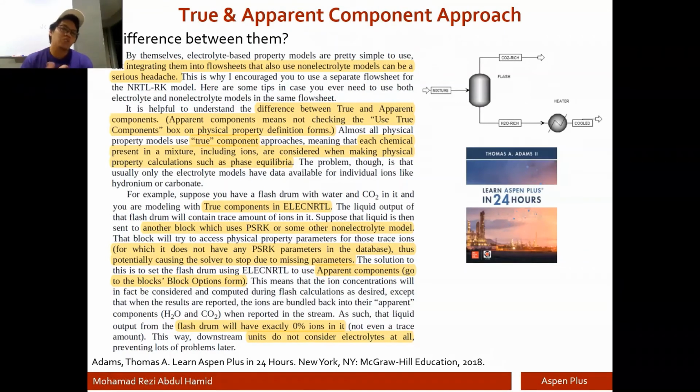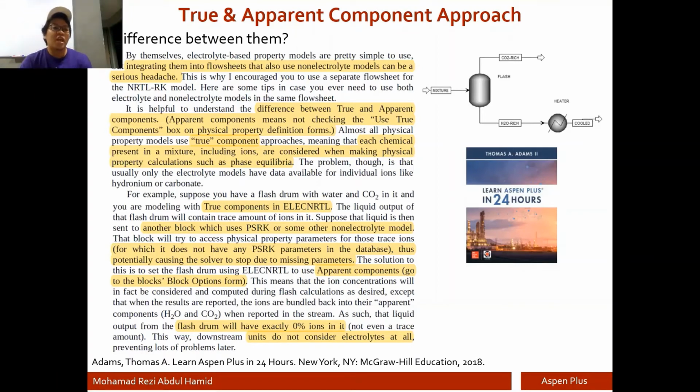When you choose a true component approach, Aspen Plus will take into account the pure components, as well as ions that are present in your thermodynamic system when it does a calculation on phase equilibrium as well as chemical equilibrium. And when the simulation has converged, when Aspen has finished calculating all of the results, Aspen will report the output of your unit operation in terms of the flow rate for each of the components, including the ions.